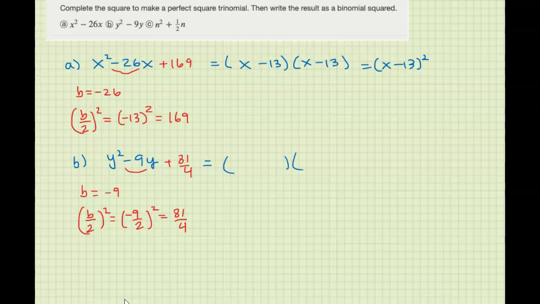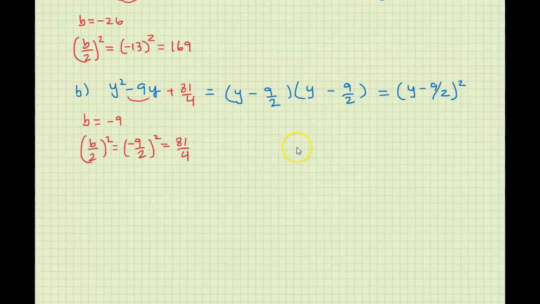So when I factor this, I have y and y, and this is going to be negative 9 over 2 and negative 9 over 2, because that's what multiplies to give me positive 81 over 4. So this is y minus 9 over 2 squared. That's our goal: to start with those given terms and make it factor as a perfect square. All right, let's look at C, n squared plus 1/2 n.